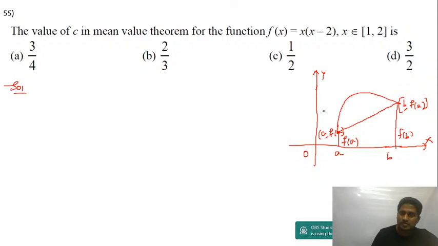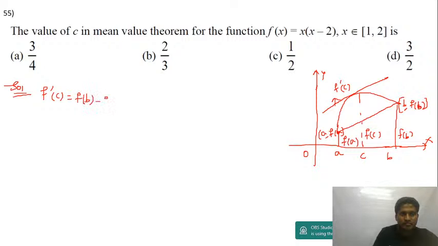Now this will be the tangent, suppose. Now if I take this as C, this will be f of C, and the slope here will be f dash of C. Slope of the tangent should be equal to slope of the chord. That is f dash of C is equal to f of B minus f of A upon B minus A.